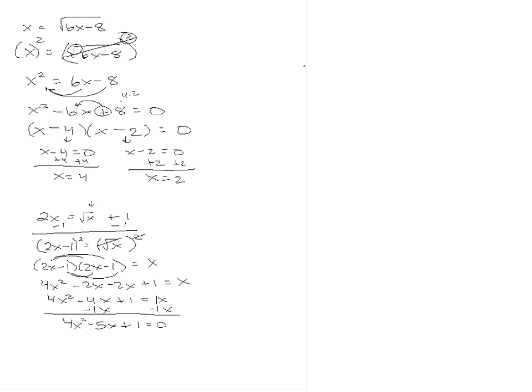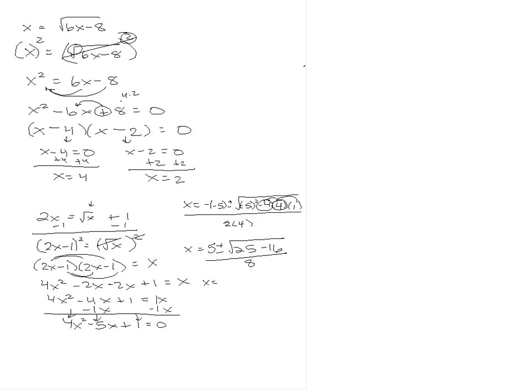X equals the opposite of b plus or minus the square root of b squared minus 4 times a times c, all over 2 times a. So what do I get? Well, what's my b? Negative 5. What's my a? 4. And what's my c? 1. So I get 5 plus or minus the square root of 25. Negative 4 times 4 is negative 16 times 1 is negative 16, all over 8.